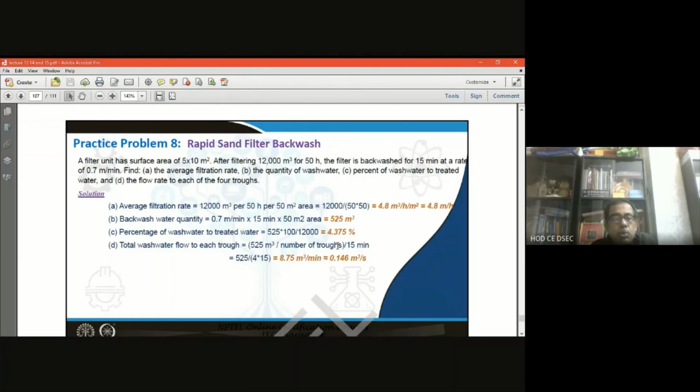So what will be the wash water flow to each trough? It is 525, that is the total wash water, divided by 4 for each trough, and divided by the time, that will give the discharge. That means 8.75 meter cube per minute. If we convert to seconds, we can say the wash water discharge in the trough is 0.146 meter cube per second.